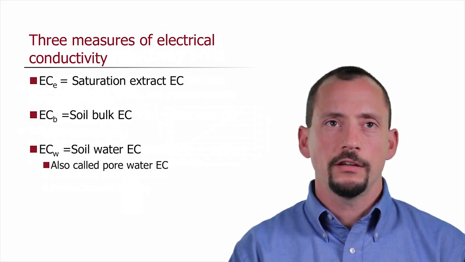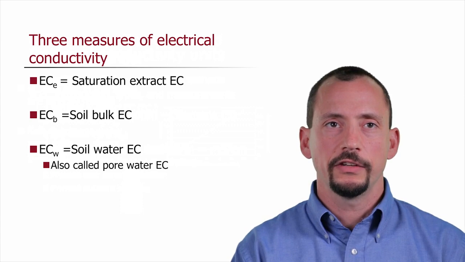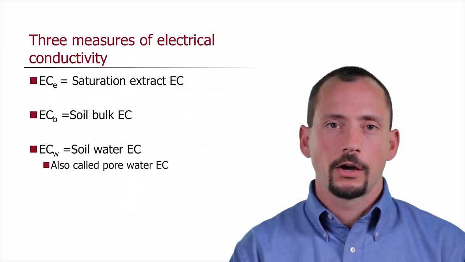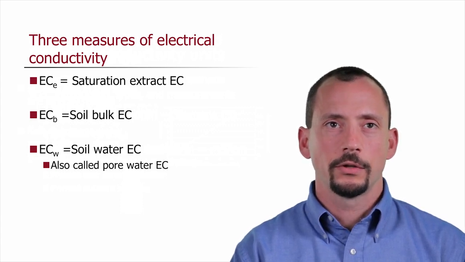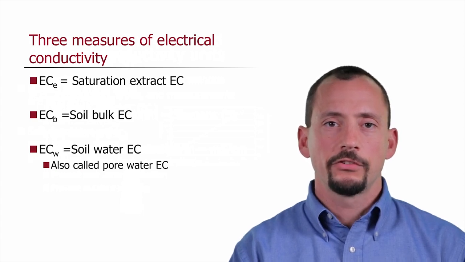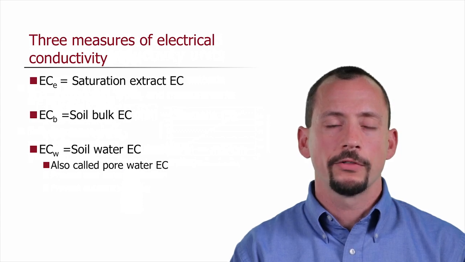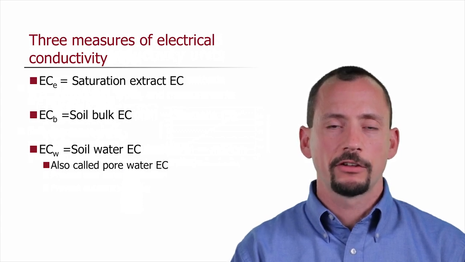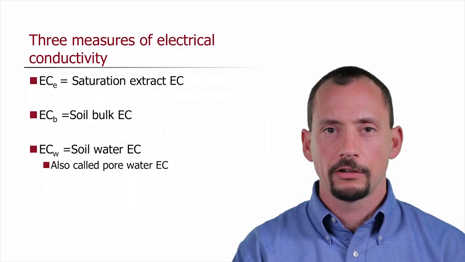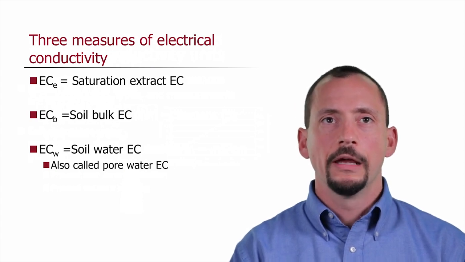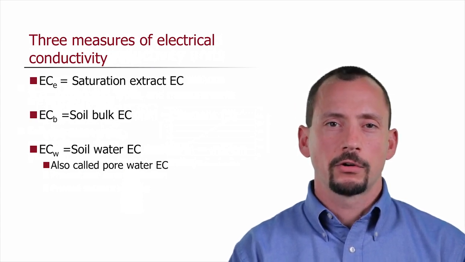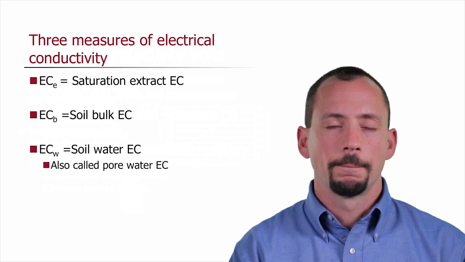First of those is the saturation extract EC, and in this talk we'll use EC with a subscript of E, so that's the extract EC. This is the electrical conductivity of water that's been removed from a saturated soil. So bring the soil to saturation, remove some water, and measure the electrical conductivity of that extract.